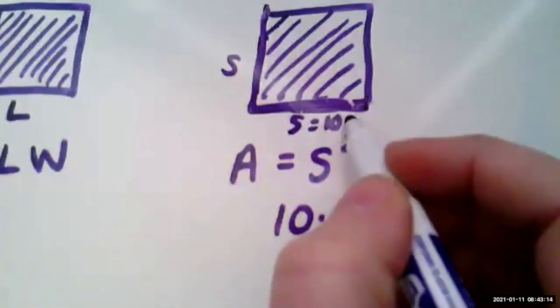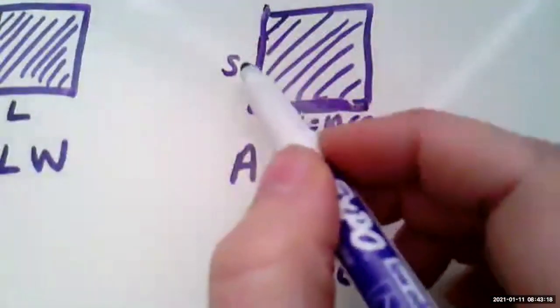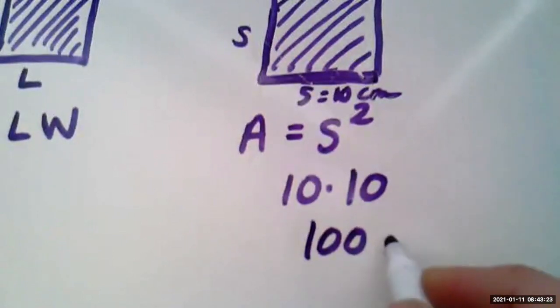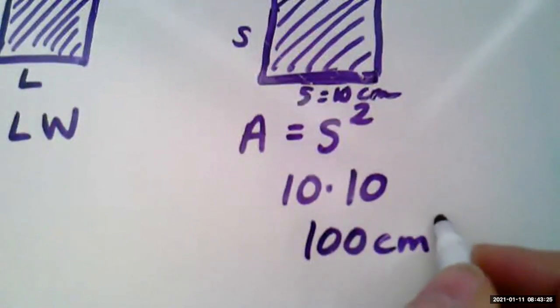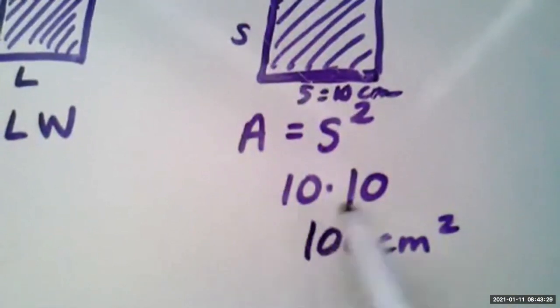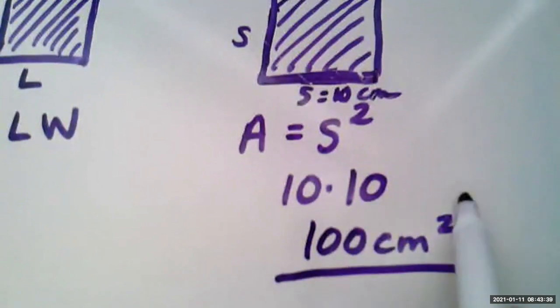And if I said 10, I would have to use some kind of unit, like 10 centimeters times 10 centimeters. If you have centimeters times centimeters, then you would have to say centimeters squared at the end, because you multiplied two sides, length and width, times each other. So you have centimeters squared here.